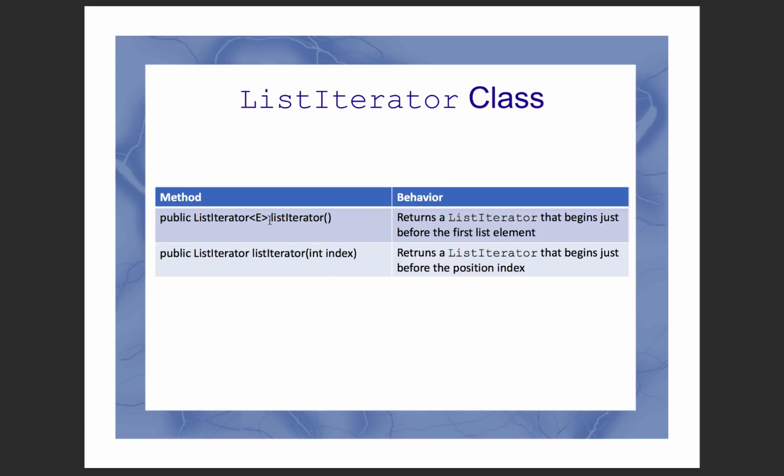The listIterator method returns a list iterator that begins just before the first list element, and listIterator with an index starts the process at a specific index. In the iterator object, we have seen that it always starts at the beginning of the linked list, from the head. But list iterator can start from the beginning as well as from any specific index. If you give some index, it will start from that index, and if you don't give any index, it will start from the first element of the linked list.